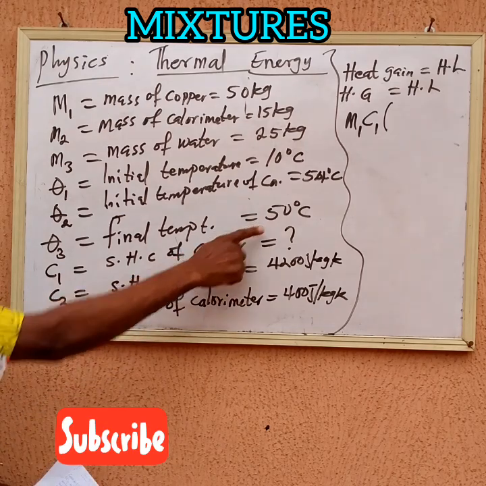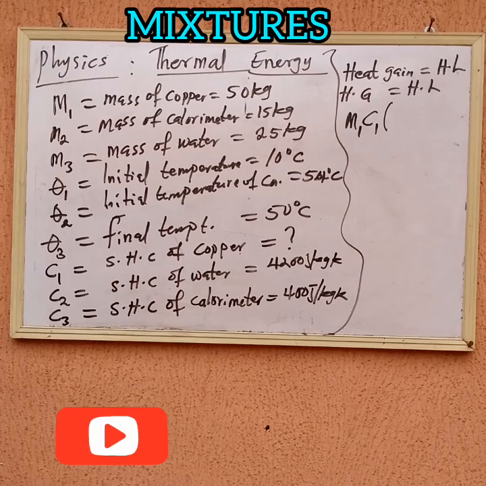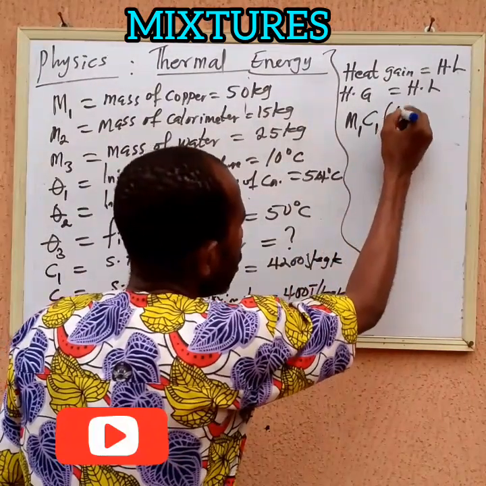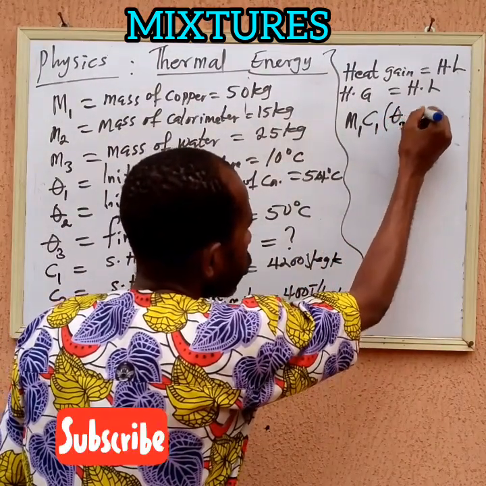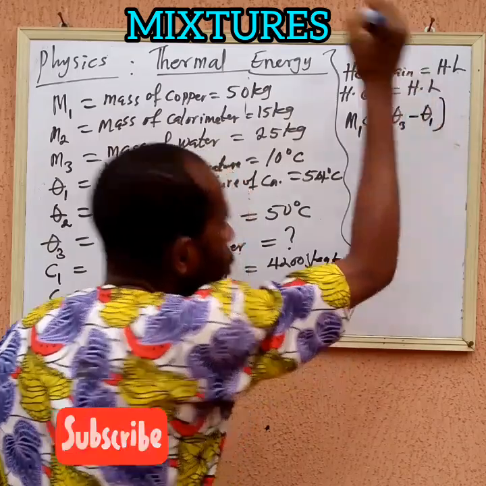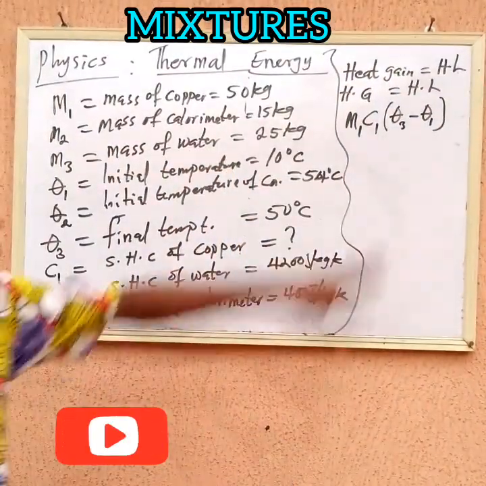Now, where is the final temperature? That is theta 3. So here it is going to give me theta 3 minus theta 1. Good. So this is your heat gain. This is the heat gain now.